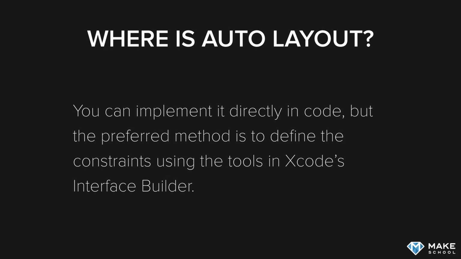Where is auto layout? How do you use it? Well, you can implement it directly in code, and you can read more about that on Apple's website if you choose. But the preferred method, and the method that they recommend as your first choice, is to define constraints using the tools in Xcode's interface builder. And now the nice thing about this is that we won't even have to touch any code.